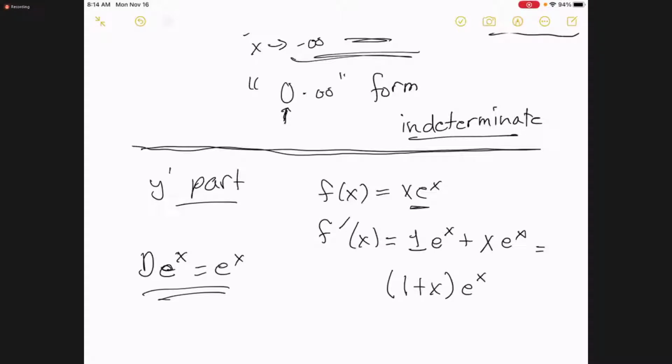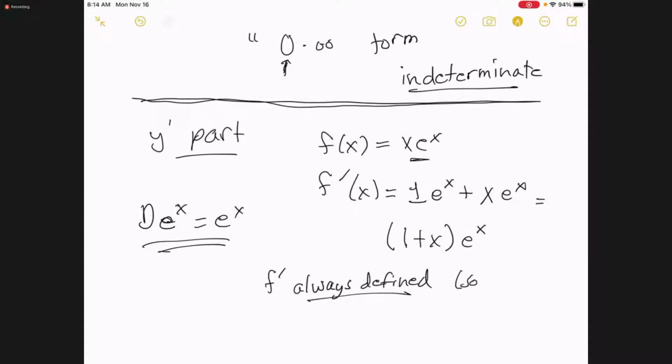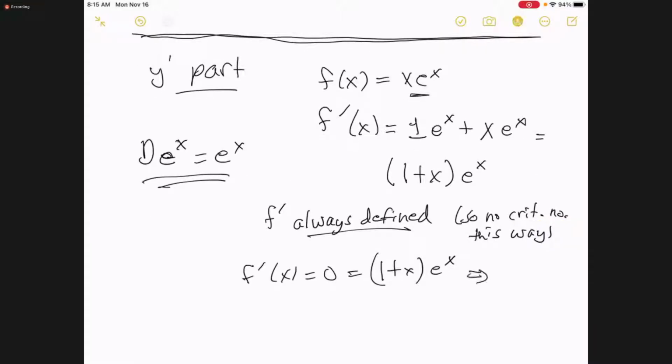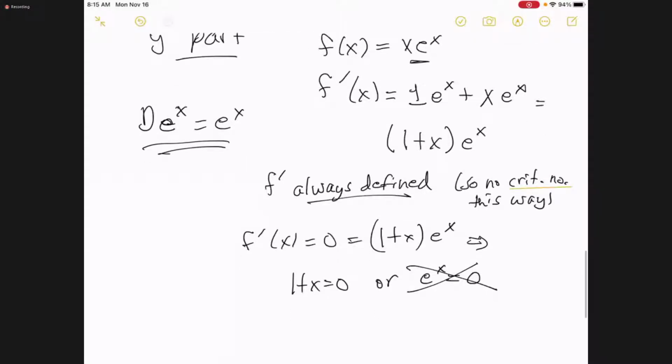That's f prime. Again, f prime is always defined, so no critical numbers from that. But we can also set f prime equal to 0. And that says that 1 plus x is 0, or e to the x is 0. That never happens. e to the x is always positive. Range of e to the x is the positive numbers. But this can happen: x equal to minus 1.